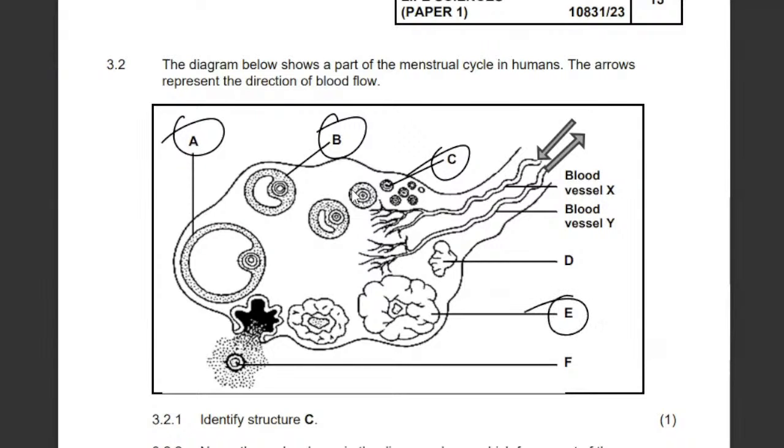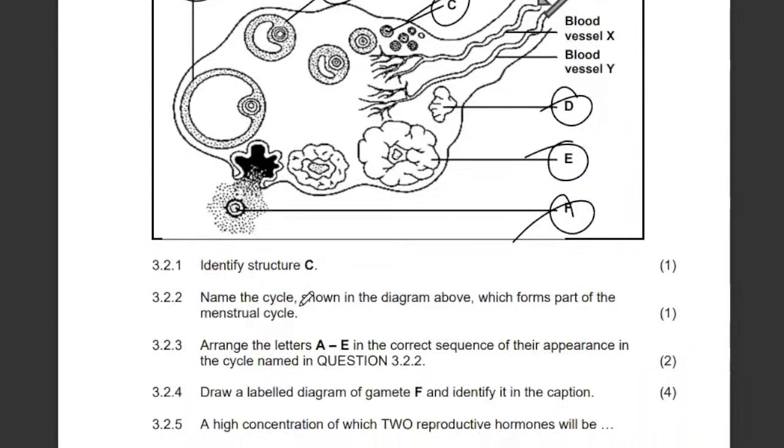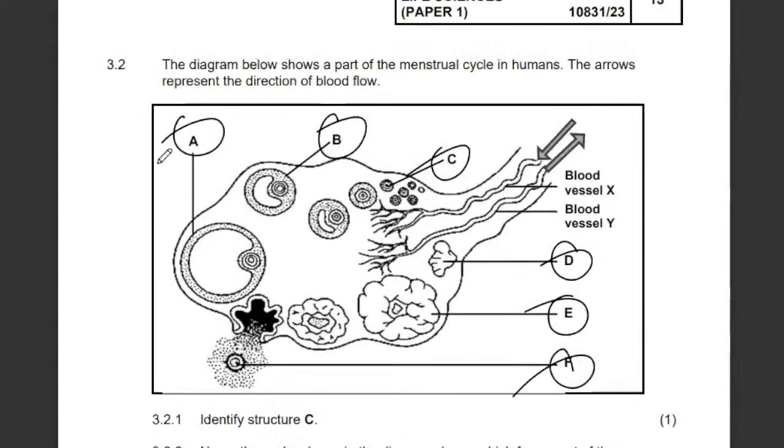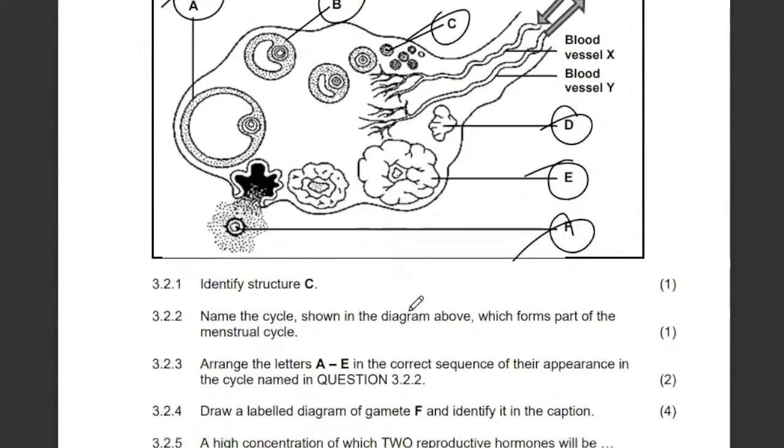This is the corpus luteum, when the empty Graafian follicle has released the ovum, so it becomes corpus luteum. Even this one is corpus luteum, but it is shrinking, and then this is the ovum. Identify structure C. C is an immature Graafian follicle. Name the cycle shown in the diagram above. This is the ovarian cycle because this is an ovary.